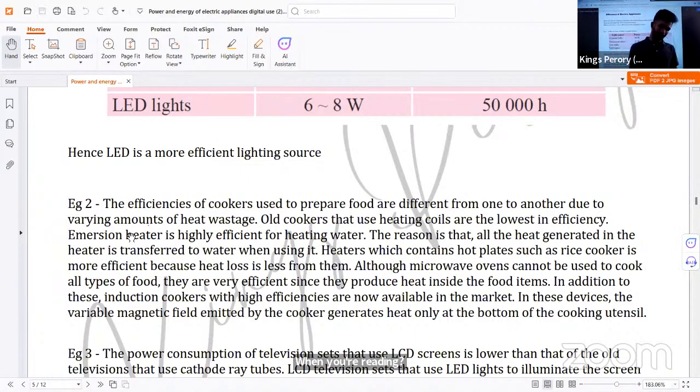An immersion heater is highly efficient for heating water. Immersion heaters are highly efficient. Why do you think?